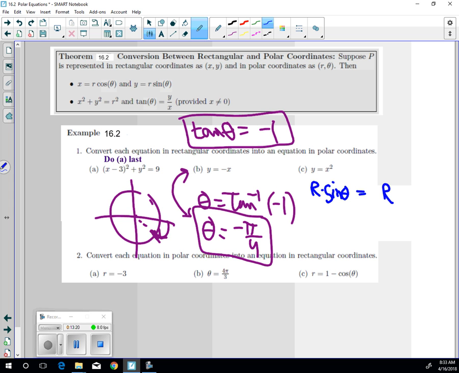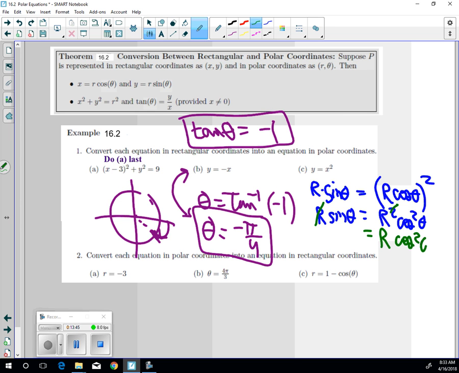R times what? Cosine of theta. And then what happens there is that this one's going to be squared. So this one's going to be a little different. R sine theta is equal to r squared cosine squared theta. And so we'll lose one of those, leaving r cosine squared theta equals sine theta.